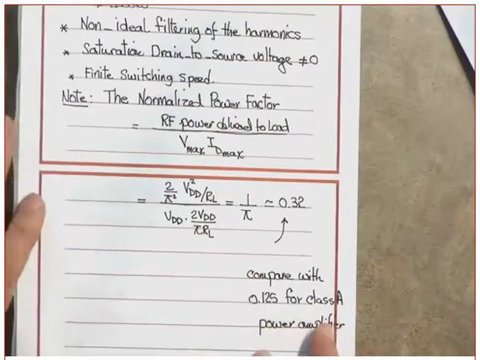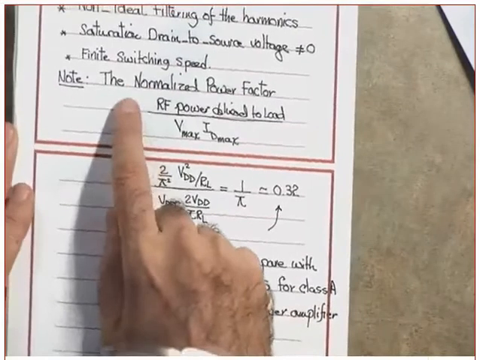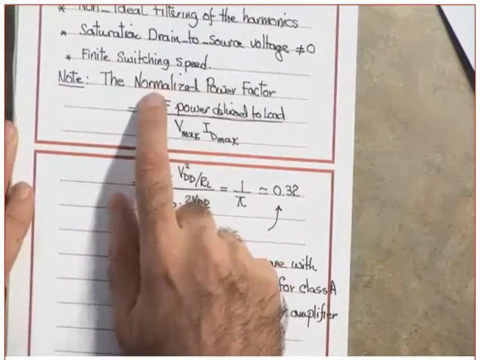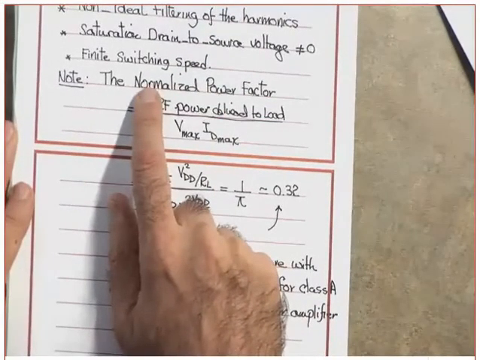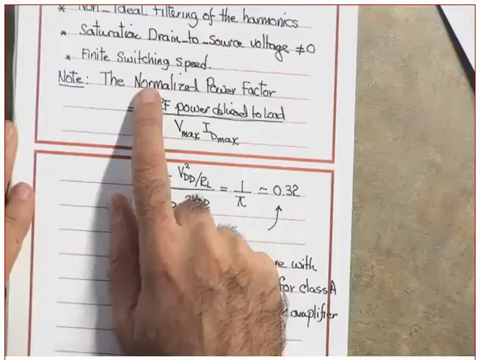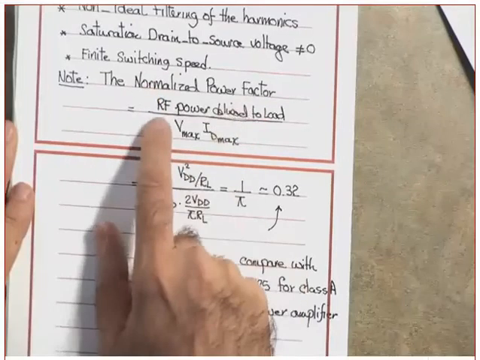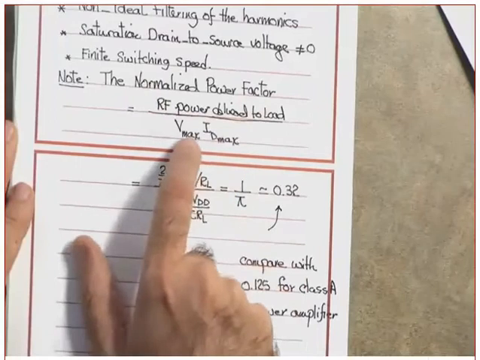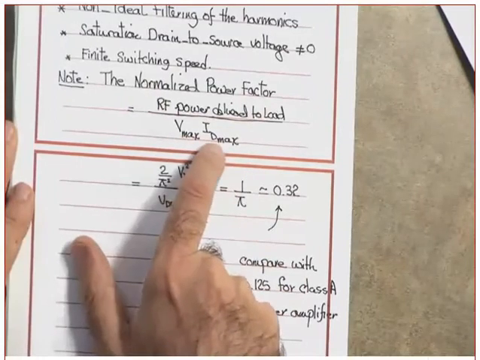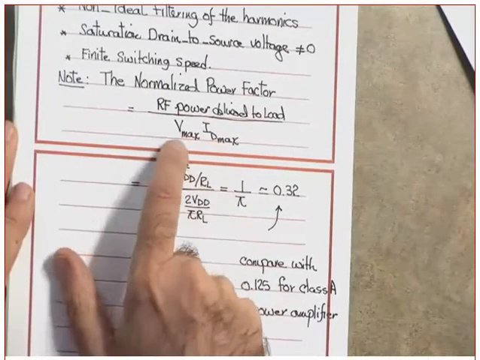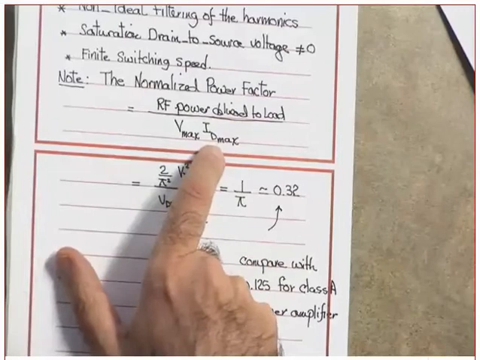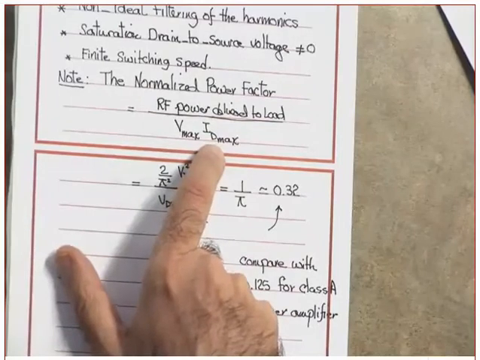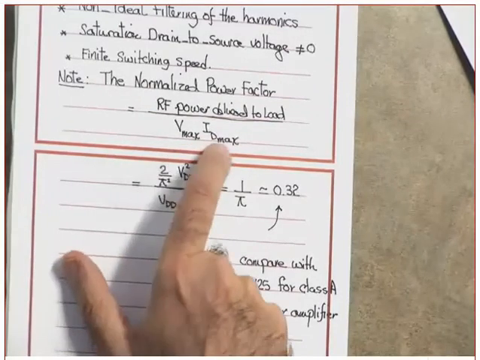Clear? Okay. What is the normalized power factor? Did we talk about this last time? That's another factor, in addition to the efficiency. Normalized power factor. What did we define it as? The power delivered to the load times what? V max, ID max. When I say V max, ID max, where? Across the load.